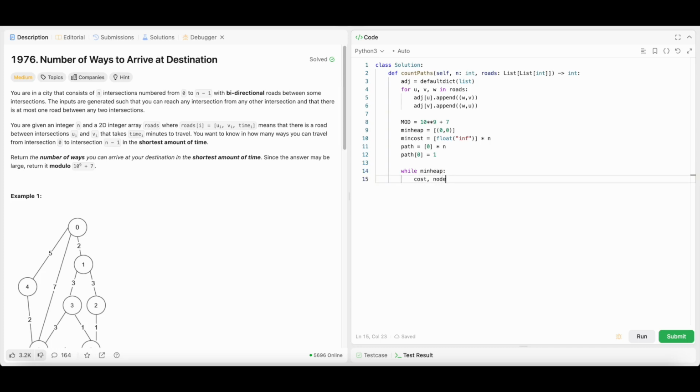So while min heap, we need to get the cost and the node, which we will pop from the min heap, and we will look at all the neighbors. So we'll call it na cost and na in adjacent of node. And if the cost plus the neighbor cost is still less than the min cost at that neighbor, then we can update the min cost array. So it will be cost plus neighbor cost. And we can also update the path, the number of ways it takes to get to that node. And we will also push to the heap. So cost plus neighbor cost and neighbor.